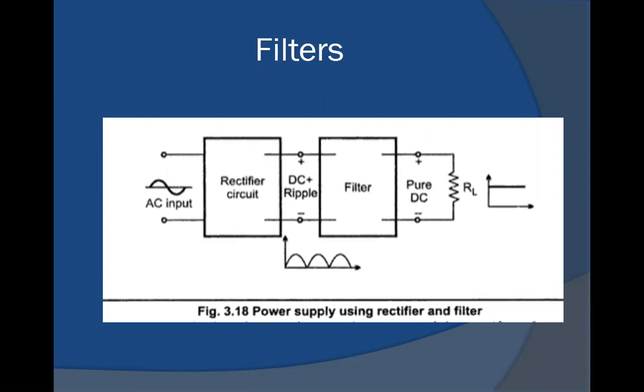So this will be regulated, or we will remove the unwanted signal or noise from the output signal of the rectifier through the process of filter. Okay, so at the output of the filter, you will get the pure DC without any noise signal.